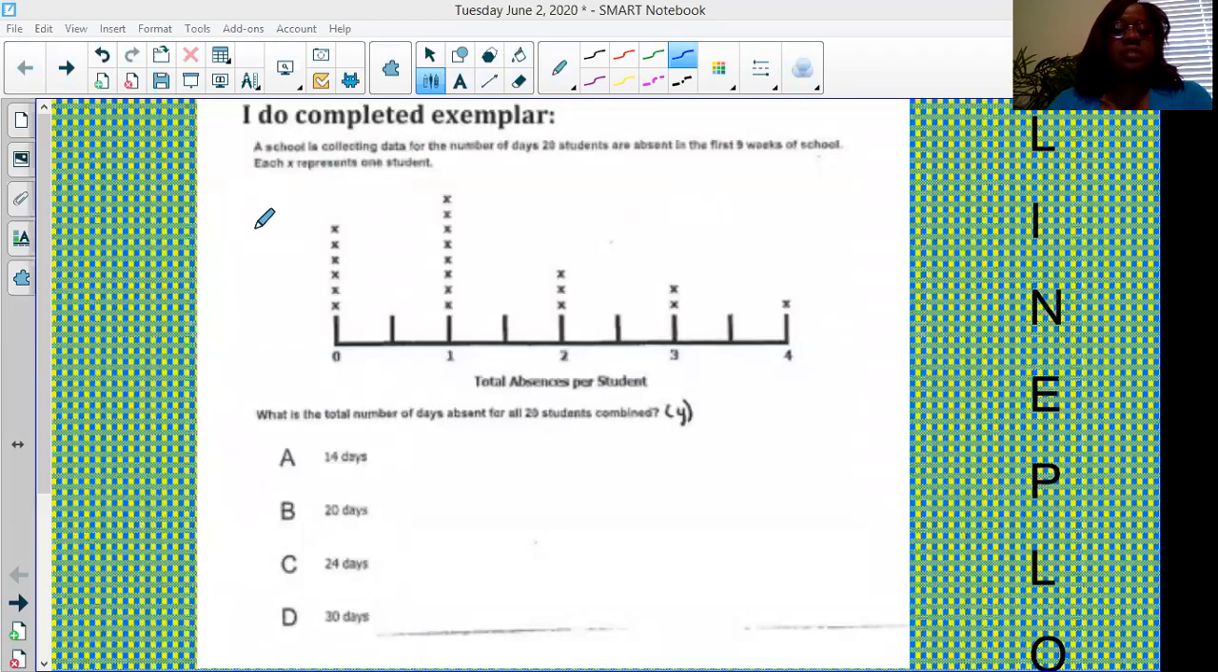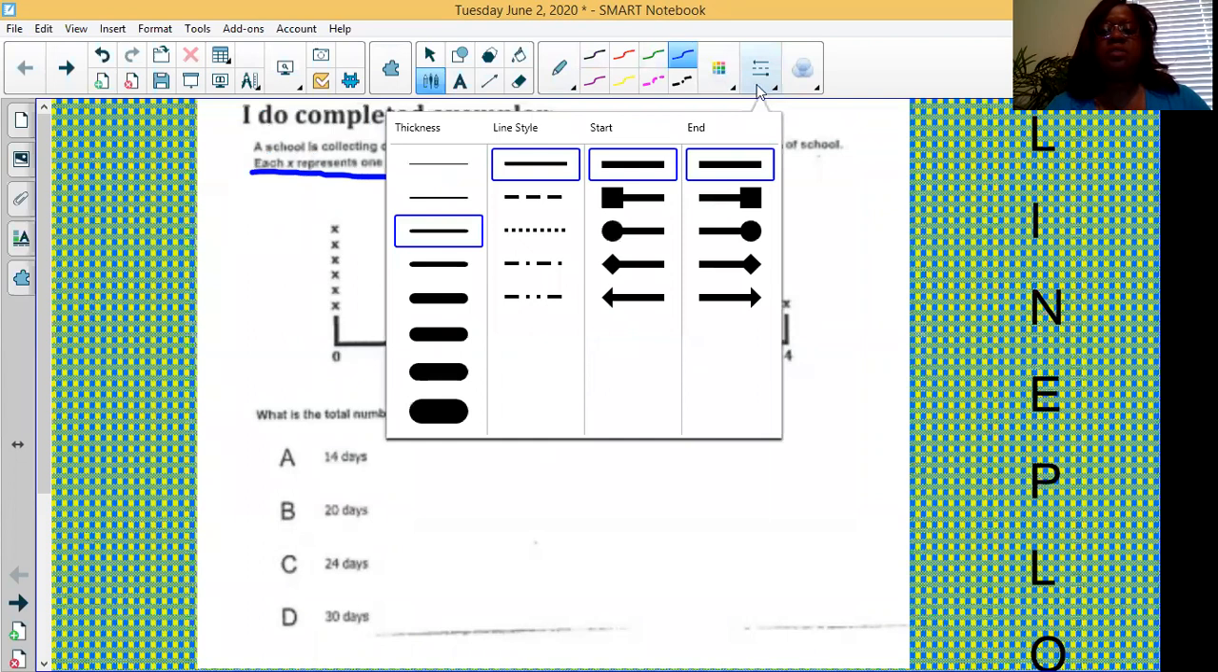Okay, so as you can see, the first problem is an I do, and it reads, a school is collecting data for the number of days 20 students are absent in the first 9 weeks of school. Each X represents one student. I'm going to underline that because that's very important. Each X represents one student.